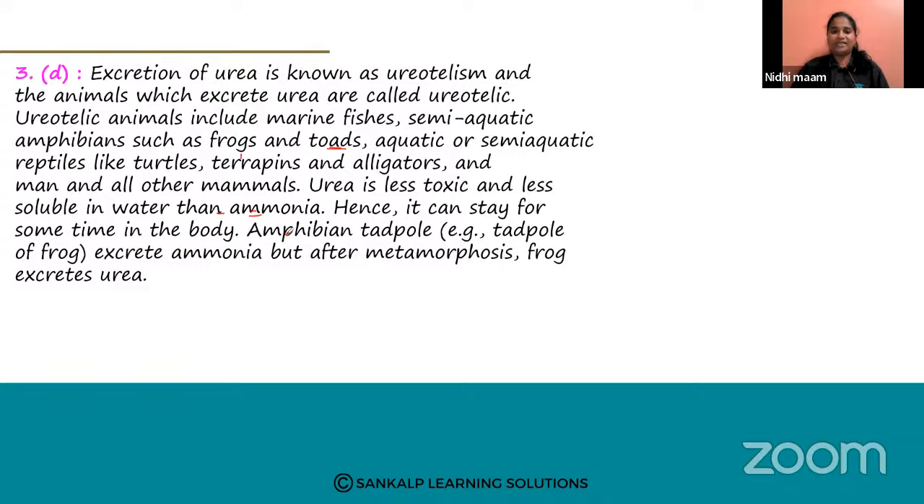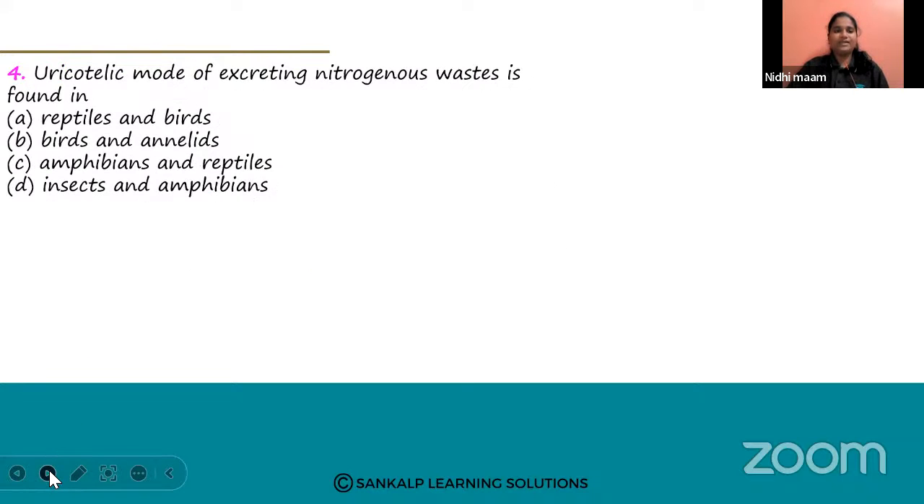The amphibian tadpole, that is the tadpole of a frog, excretes ammonia because it is in water itself. Since it is in water, it follows ammonotelism. But after metamorphosis, when that tadpole grows into an adult frog, at that time it will opt for ureotelism. Fine. Very good. So let us proceed with the next question.